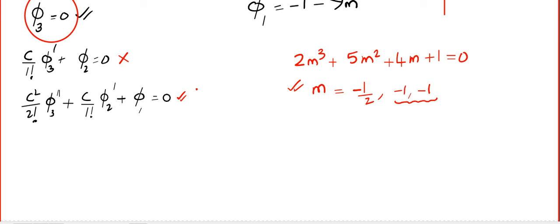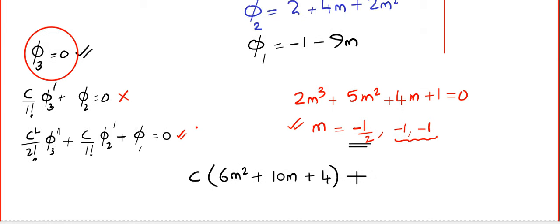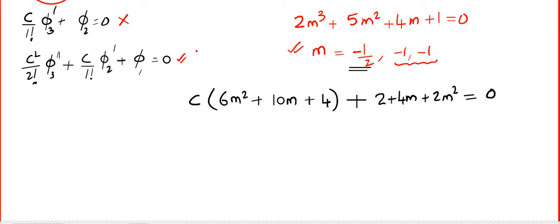Okay, so I'm going for the second equation because we have a non-repeating root here. That is c by 1 factorial, phi 3 dash. Where is our phi 3 dash? Phi 3 dash, yeah, that will be 6m square plus 10m plus 4 plus what is phi 2? The blue guy, yeah, that will be 2 plus 4m plus 2m square. Now look at this. I'm not going to put the repeated root because I'm not going to get anything out of it. I'll just get 0 plus something. Oh, c disappears. Then how can I solve for c? So I'm going to put the non-repeating root minus 1 by 2.